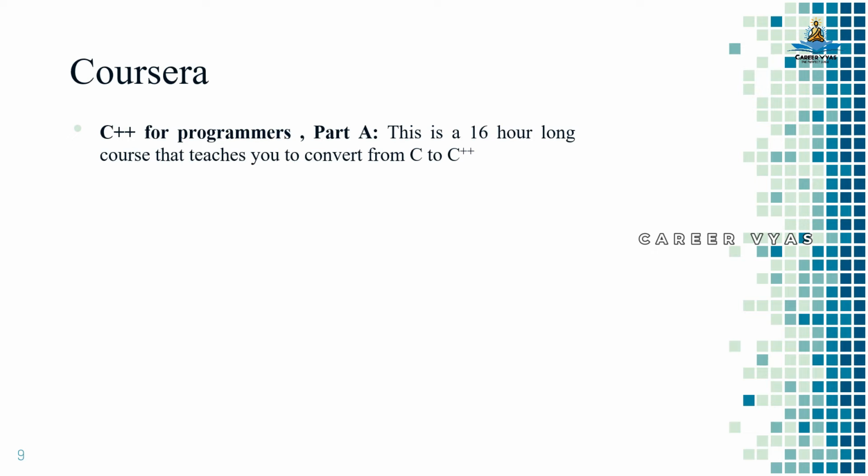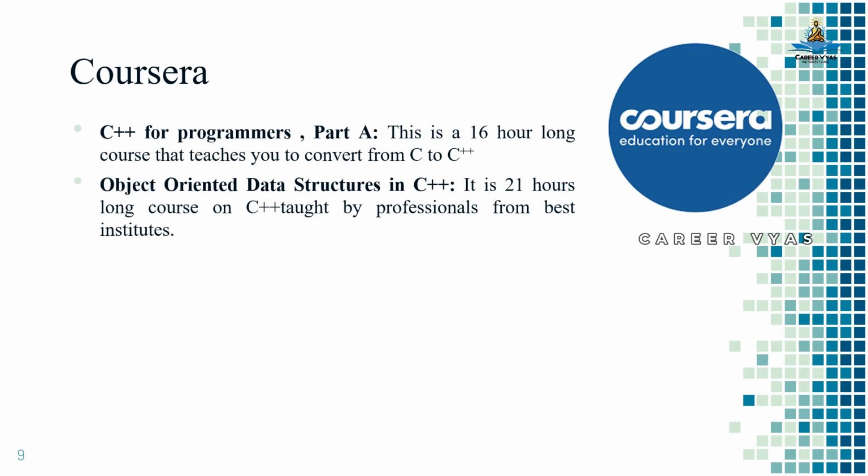Then the next website is Coursera. So, C++ for Programmers Part A. This is a 16-hour long course that teaches you to convert from C to C++. Then Object Oriented Data Structure in C++, another course offered by Coursera. It is a 21 hours long course on C++ taught by professionals from the best institutes.